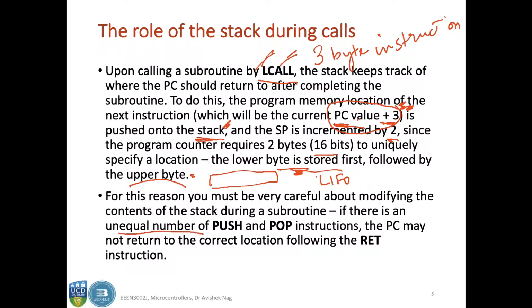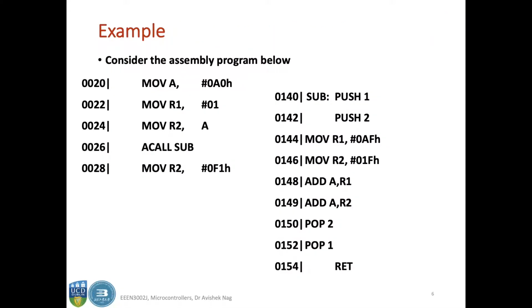So the first byte goes here. So this is 28, and let's say this is 00. And let's imagine that this is my stack pointer, which was initially 0007. That is incremented by 2, and it is 0009. Now let's see what happens inside the subroutine. I have moved to the subroutine by saving the location of the next instruction in the main code here in the stack.